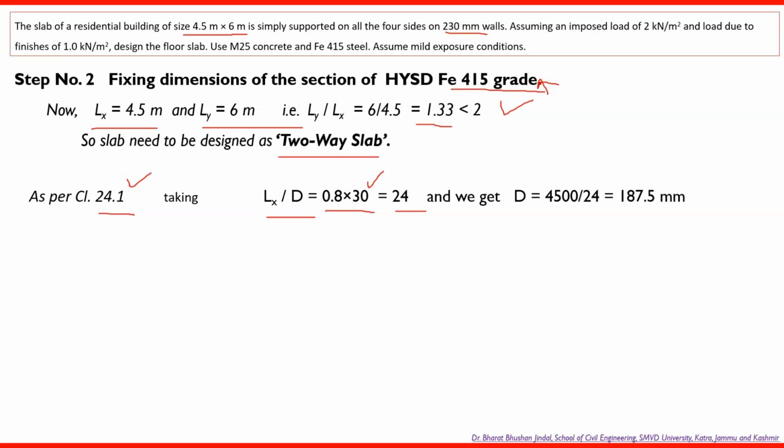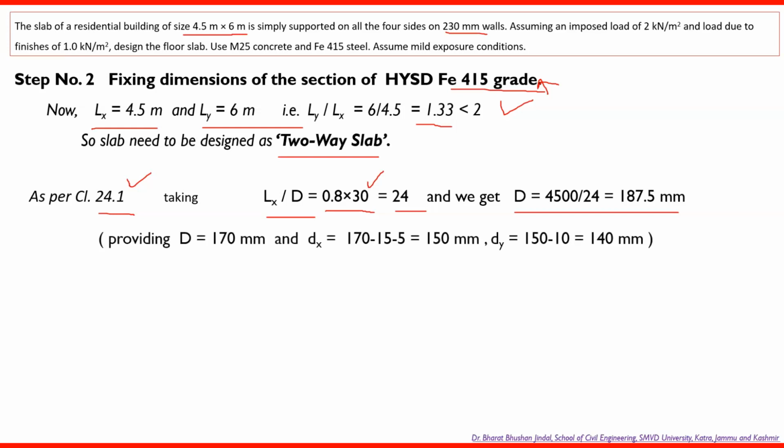So based on this ratio, we can work out what the overall depth should be. The overall depth we can take as 4500 by 24, that is 187.5 millimeter. So we can provide approximately 170 mm, since based on experience we can judge that this required depth is coming out to be higher.